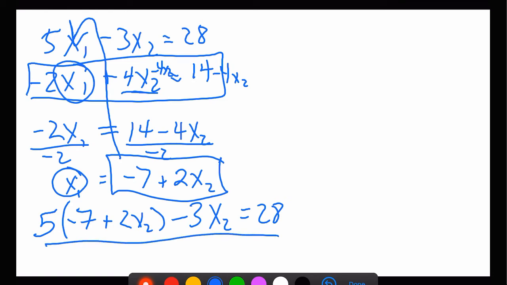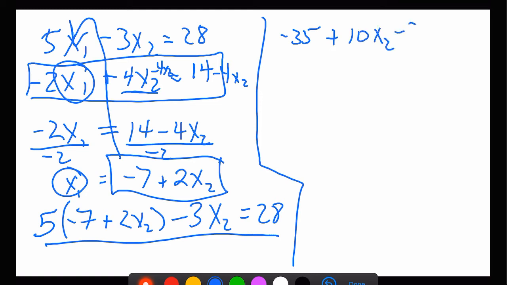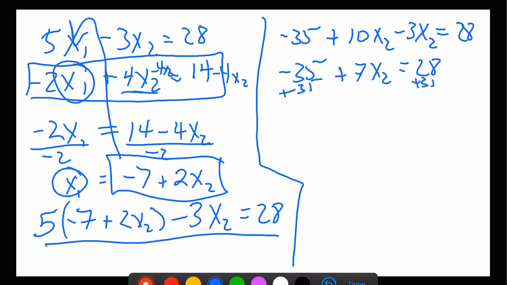So I've got minus 35, and I really wish we were doing this in class, and I bet you do too, plus 10x2 minus 3x2 equals 28. So minus 35 plus 7x2 equals 28. Add 35 to both sides. 7x2 equals 63. x2 equals 9. We get that? I divide by 7, and I divide by 7.